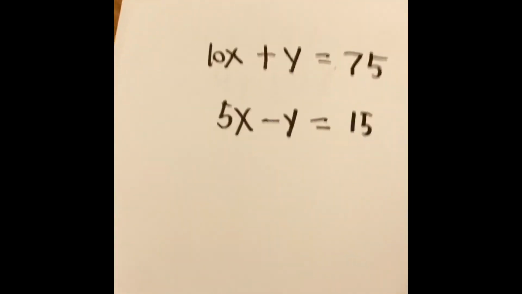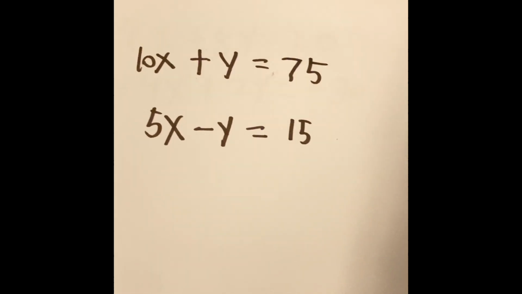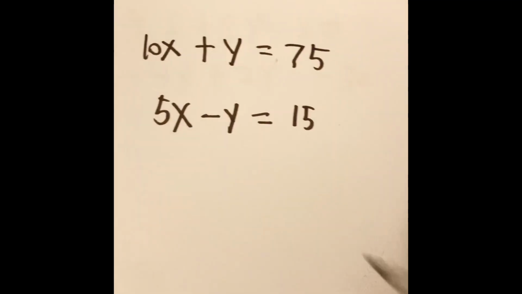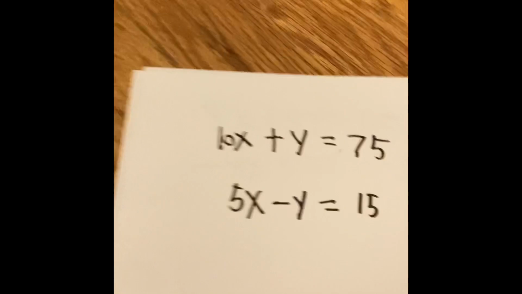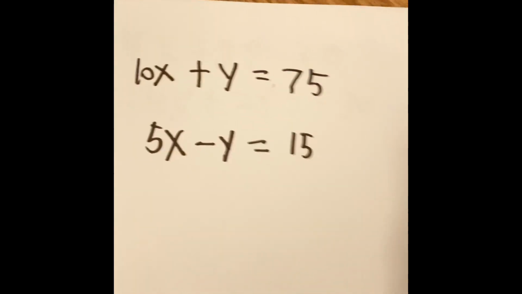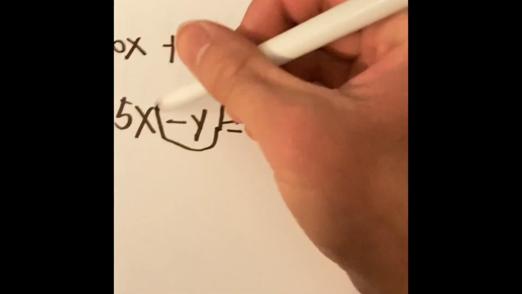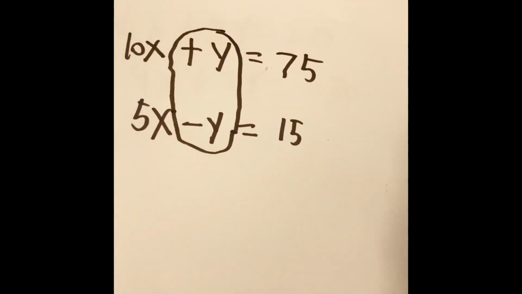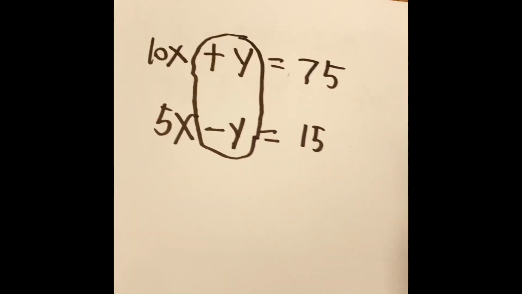So here's an example. We have 10x plus y equals 75, and 5x minus y equals 15. So what do we insert for x and y? Just like our sample problem, we can do it like this too, but this time with variables. But do you see these two variables, the positive y and the negative y? Those are basically the opposite of each other. Positive and negative numbers are basically opposites.